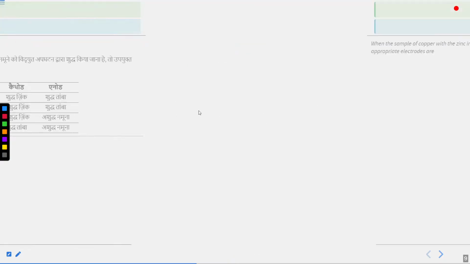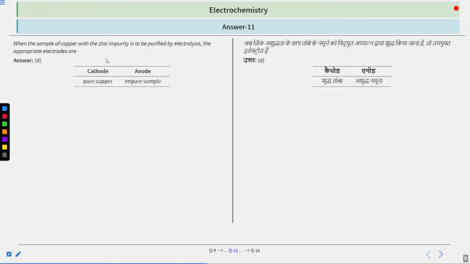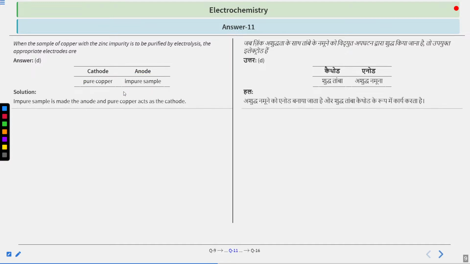Okay, now let us see the solution. So basically it is asked that when a sample of copper with zinc impurity is to be purified, what is the appropriate setup that we'll use? Very simple. On the cathode side we'll take the pure copper, and on the anode side we'll take the impure copper, right? And that will be helpful in purification of this impure sample. Okay. So moving on to the next question, question number 12.